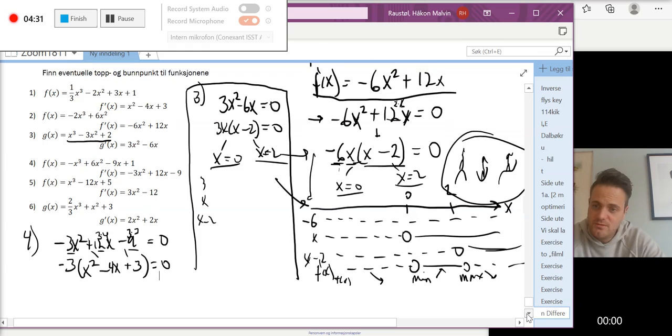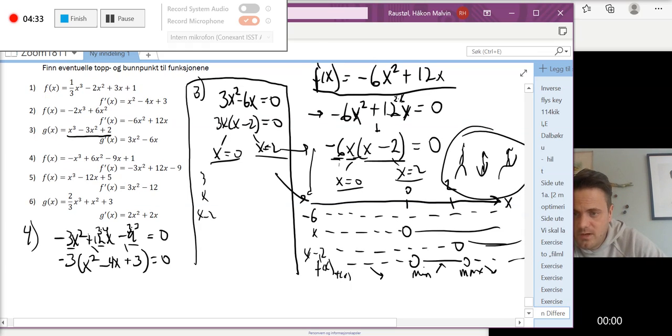Then I could, of course, just use the ABC formula at once here. A is minus 3, B is 12, and C is minus 9. But if I factorize out here, I get the product, which should be equals to 0. This is not 0, but this could be 0. And this is an easier equation to solve with the ABC formula, or even the shortcut.